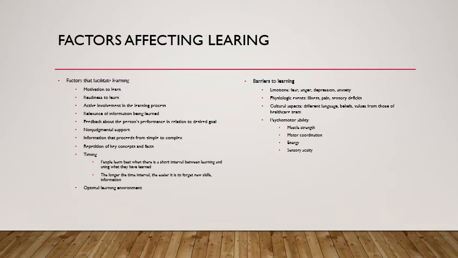Barriers to learning: emotions, fear, anger, depression, anxiety, life circumstances. Guys, it affects our learning. We can't learn when we're stressed out. Psychological events, illness, pain, sensory deficits, cultural aspects, different languages. It's so much harder to learn in a different language. You don't know what's going on. Even if you do know what's going on, your brain still has to process in a different language, and sometimes that's difficult.